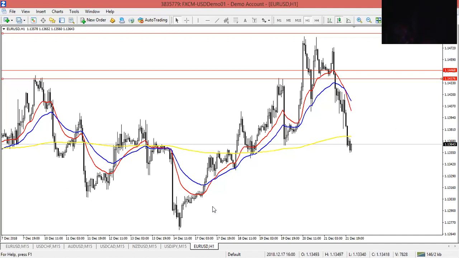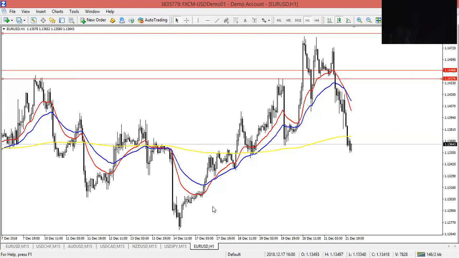So the red will cross the blue, and it will cross the blue again. The red and the blue will cross the yellow first of all. Then the red will cross the blue, and the second time it crosses the blue, that's when you know that a trend has taken shape. Then you decide whether to buy or to sell.